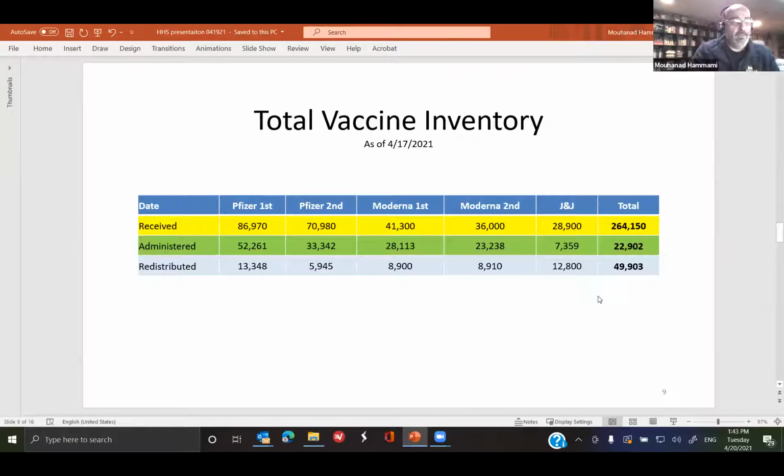Now, all of you are aware that the Johnson & Johnson is on hold. We still have close to 9,000 doses that we are not using. And of the 12,800 redistributed, I believe Dearborn Fire Department has 4,000 and Livonia Fire Department has 3,000 that they are also not using until further notice.